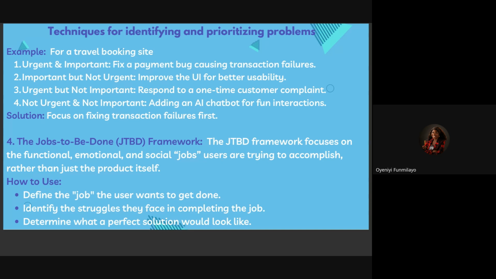We're going to define the job the user wants to get done, right? And then once we've identified the job the users want to get done, the next thing we want to do is to identify the struggles they face in completing that job. Once we've identified the struggles they face, we'll then determine what a perfect solution will look like for them to get the job done.